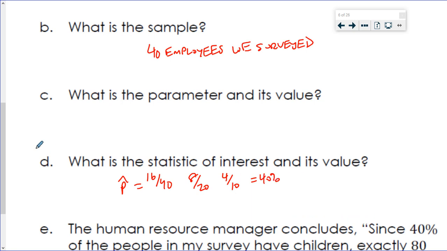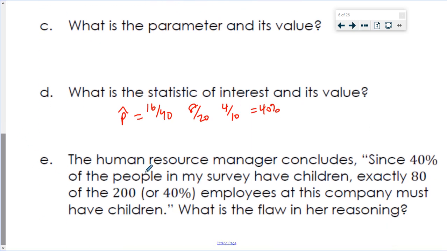It says the human resource manager concludes since 40% of the people in my survey have children, exactly 80 of the 200, in other words, 40% of his employees at the company, must have children. Guys, think about that for a second. What is the flaw in this reasoning right here? That if 40% of the sample had children, then 40% of the population is going to have children. Think about that for about 5 seconds here.